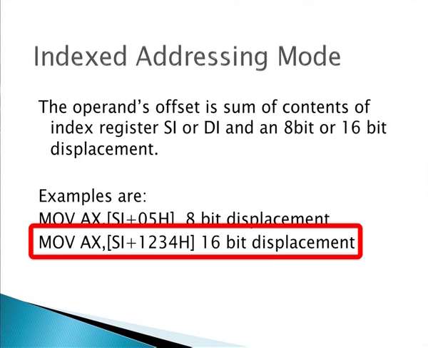Similarly, we can have an instruction MOV AX, [SI + 1234H]. Now, here the displacement is of 16 bit and the instruction will be having the operand from two consecutive locations in the memory whose address will be calculated by adding the contents of SI register and 1234H.